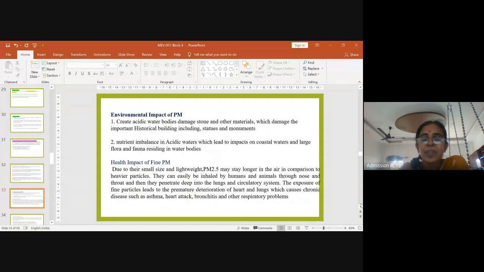So, what is the health impact of this particulate matter? As they are very light in weight, they stay longer in the air when compared to heavier particles. These lighter particles are inhaled by human beings and animals, and penetrate into the respiratory and circulatory system. This leads to premature deterioration of heart and lungs, which causes chronic diseases such as asthma, heart attack, bronchitis, and other respiratory problems.